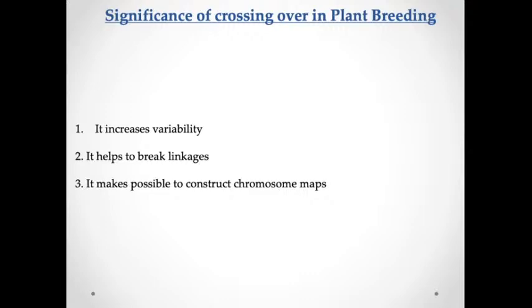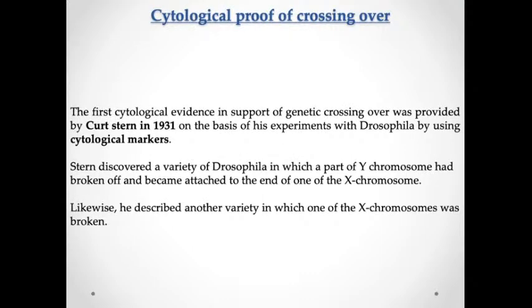What is the significance of crossing over in plant breeding? It increases variability. It helps in breaking linkages. It makes it possible to construct chromosome maps. Then comes your next topic, cytological proof of crossing over.